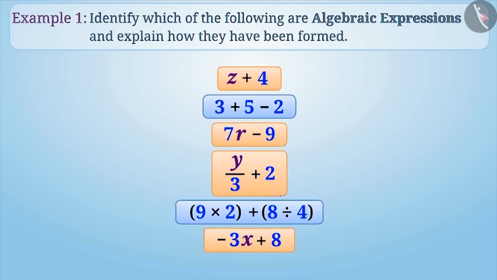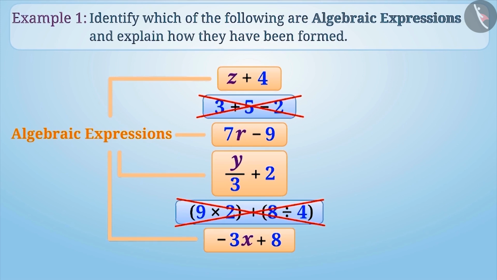Look at these expressions carefully. We can see the use of variables in them. These are called algebraic expressions. If we look at the other expressions carefully, we see that they have fixed numbers and there is no variable. Hence, these expressions are not algebraic expressions.